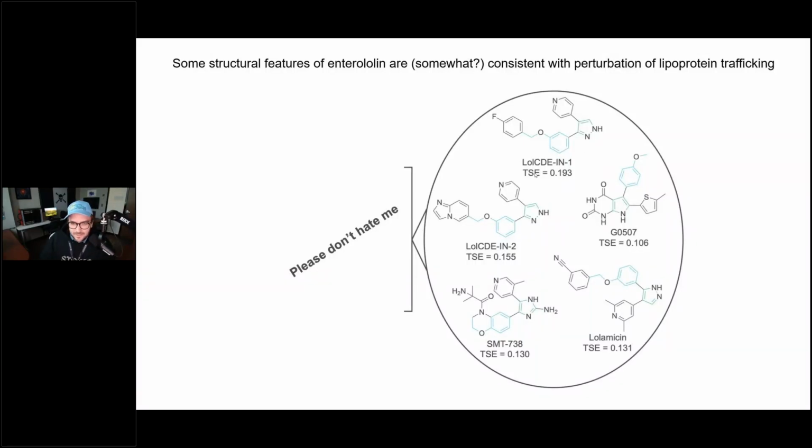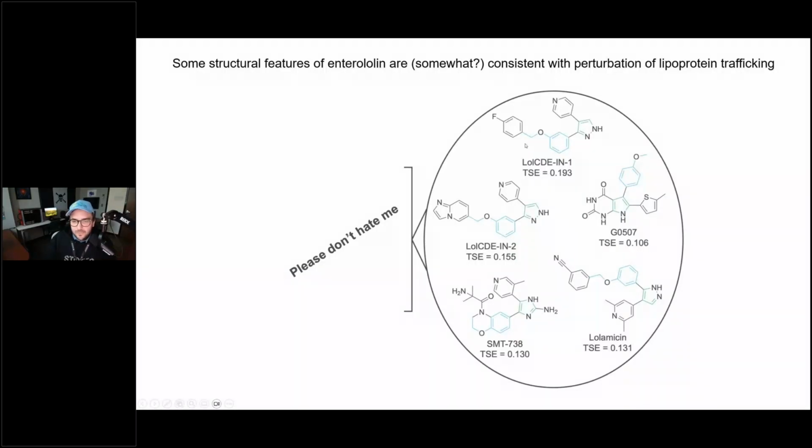What I'm showing here, this TSE, just means Tanimoto similarity to enterololin. And Tanimoto goes from 0 to 1. 1 means it's the same molecule. 0 means it's super different. Anything below 0.5 is considered a fairly novel molecule. And if we look at the structural similarity of all these known molecules that are Enterobacteriaceae specific and also share these structural features with enterololin, the Tanimoto similarity is super low. So they're structurally completely diverse.